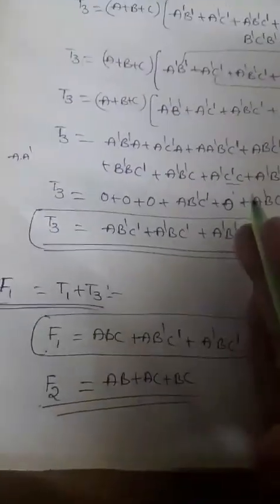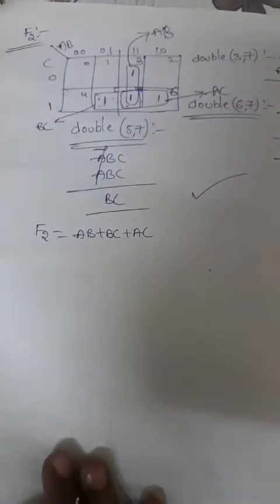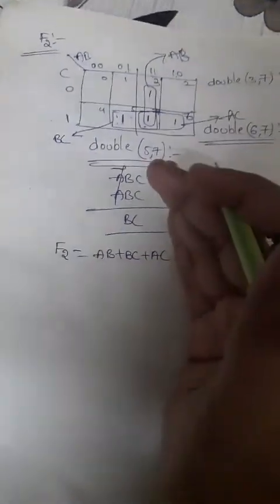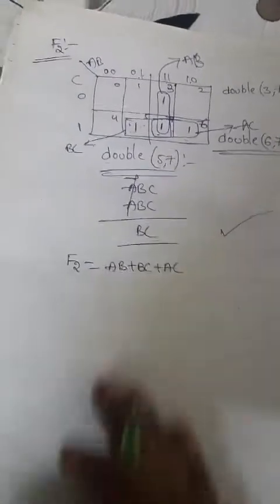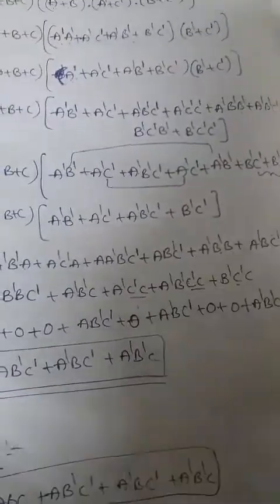After getting the final expression, the next one is the truth table. After getting the Boolean expression, we'll go for the truth table. After getting the truth table, we'll find the K-map for finding the Boolean expression. Whether it is matched or not, check it. Is it correct or not? That means the K-map result, Boolean expression, and logic gate expression, are they equal or not? Check it.